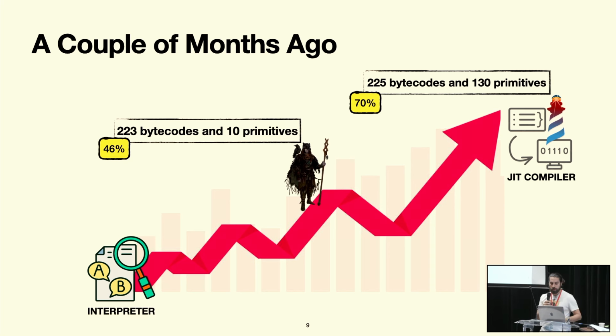The JIT compiler in Pharo in production was able to compile 70% of whatever we had in the interpreter, and what we generated was able to compile 46%. So you say, okay, maybe with this we can already see a speed up. I don't know. But there's a difference there. So what can these 10 primitives versus 130 do, right?